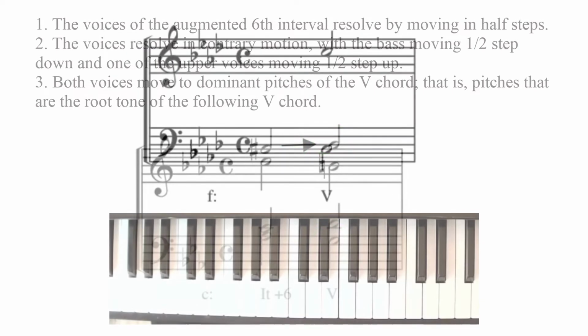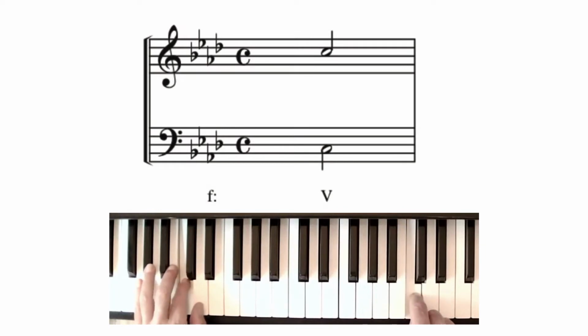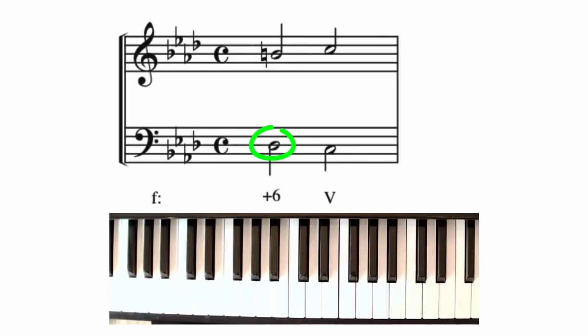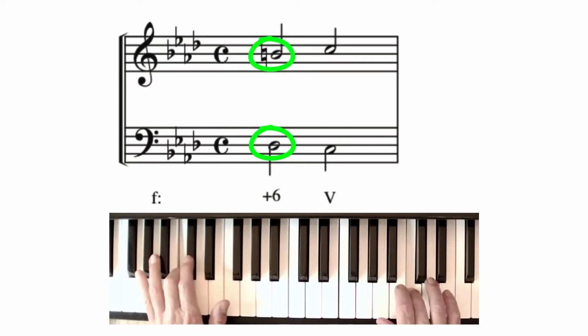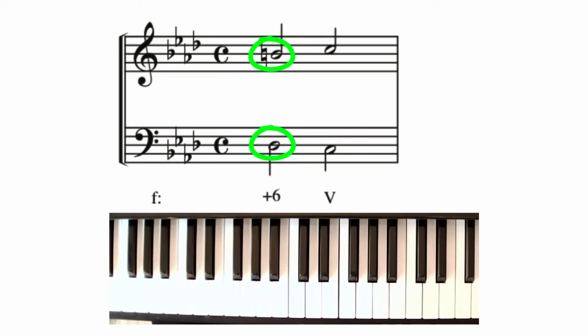Here are the root tones of the dominant chord in the key of F minor. To write the augmented sixth interval that will lead to these pitches, simply write one pitch a minor second above the bass pitch C, and another pitch a minor second below the upper pitch C, as shown here. When writing augmented sixth intervals, the lowest pitch of the augmented sixth interval will usually be in the bass, but the upper pitch of the augmented sixth interval may be in any one of the upper voices.